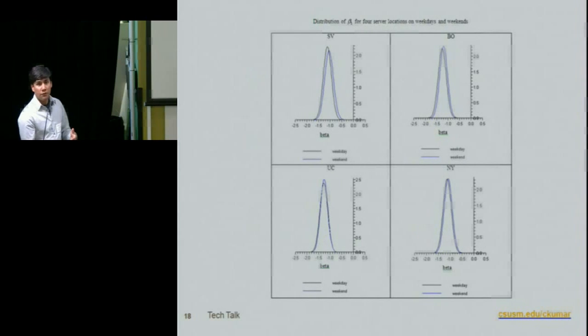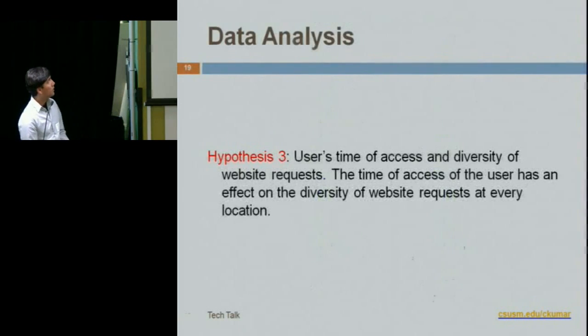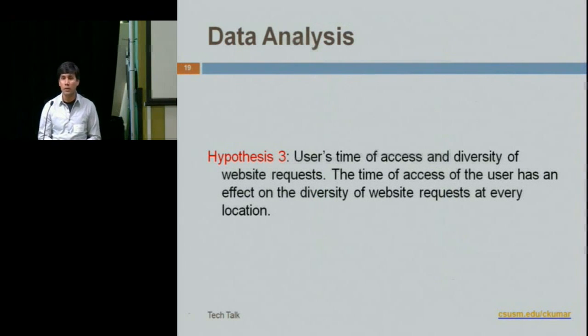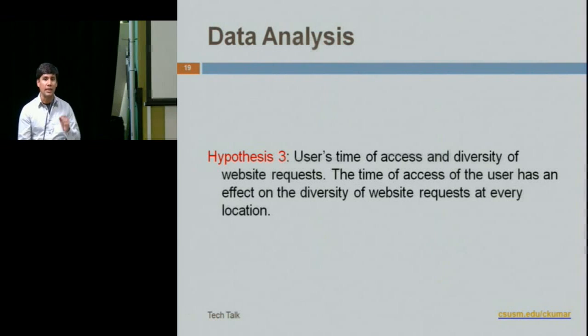As a matter of fact, once again, if you were to plot the beta 1 coefficients for weekday and weekend for each of those 4 locations, you again see the difference visually that we had seen in the previous case for location differences. And this confirms to us our third hypothesis that the time of access of the user indeed has an effect on the diversity of website requests at every location between weekday and weekend.